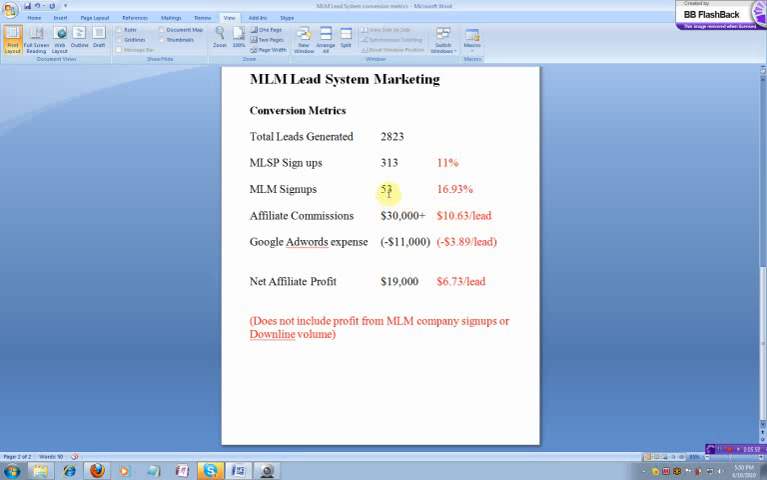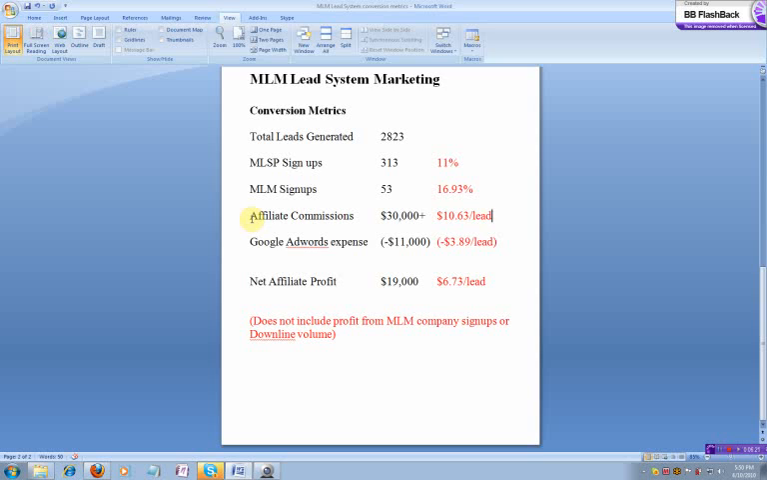I mean, how would you like to be able to bring 10 plus people per month into your MLM? Think that would change your financial picture? You better believe it. The system, through those affiliate commissions, threw off over $30,000 during that period of time. Now that means for every lead that I generated into my system, every lead was worth $10.63 to me. Now that's pretty amazing if you think about it.